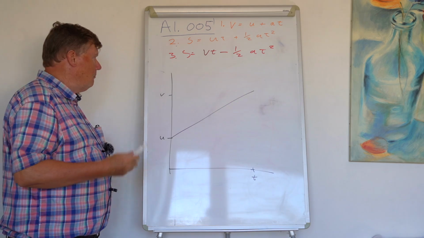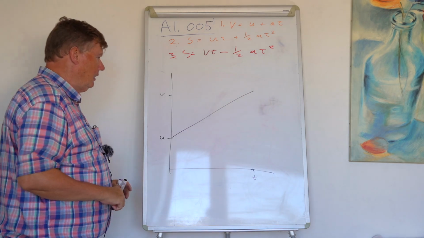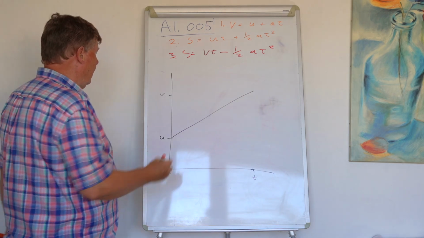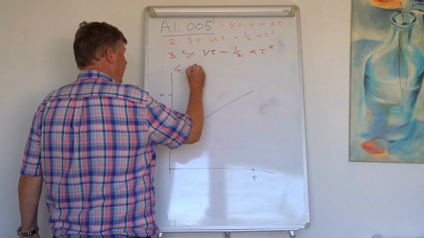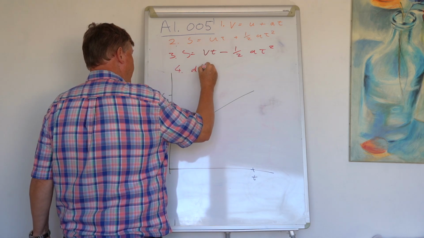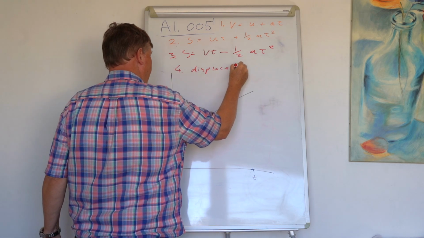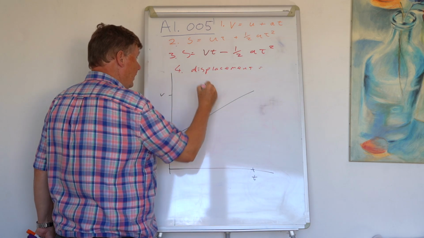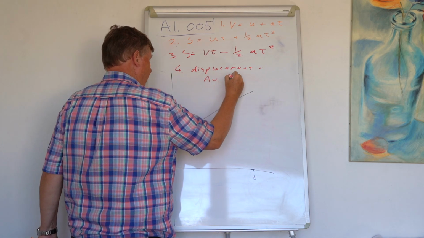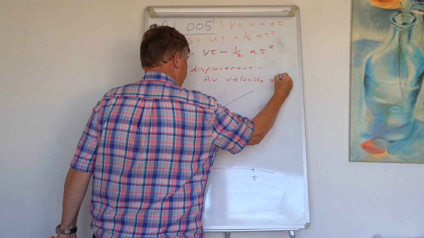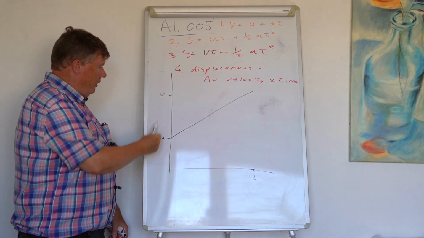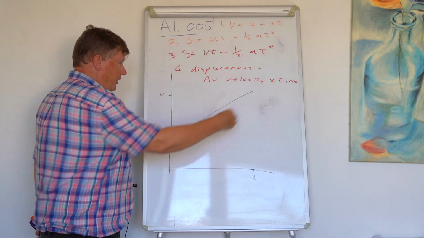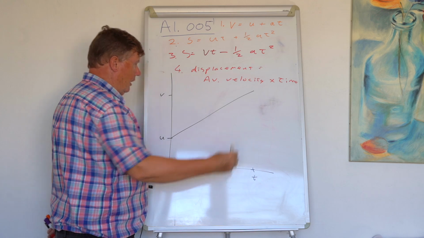Okay, so my 4th equation is a real simple one. In words, displacement is equal to average velocity times time. So here we've got u and v. Here we've got a velocity time graph. The speed is increasing to time t.